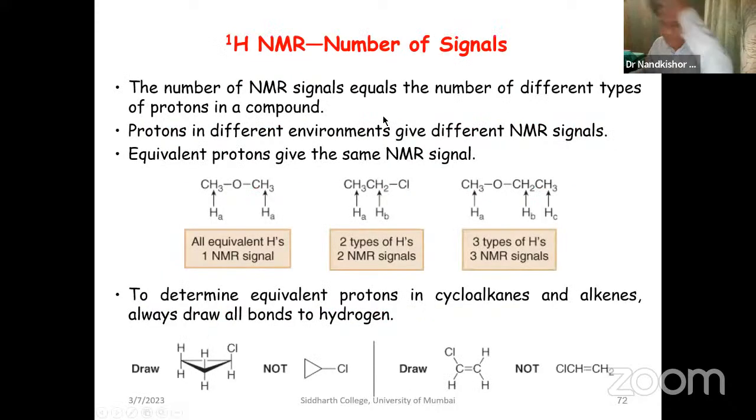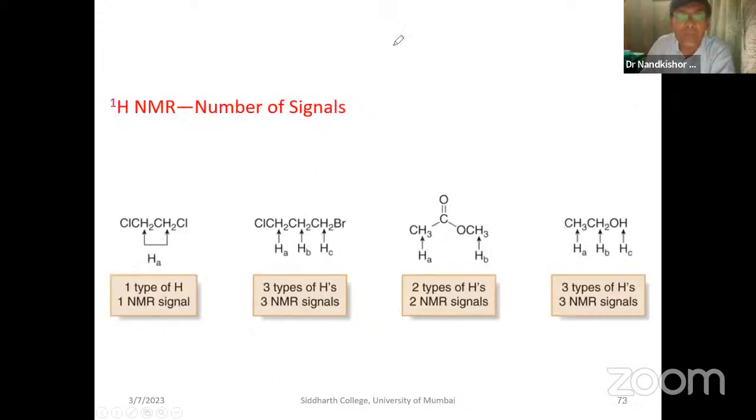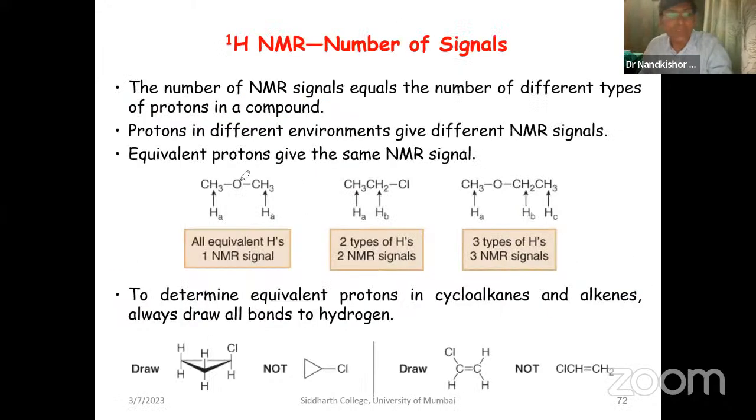Now look at here, first application, that is the number of signals. Now suppose we have different protons in the molecules. Take the example, protons not as a single entity, it will be a group of protons. So the CH3 is a group of protons, that is 3 protons together, but all 3 protons will be the same. These 3 protons will be the same, and these 3 protons will be the same.